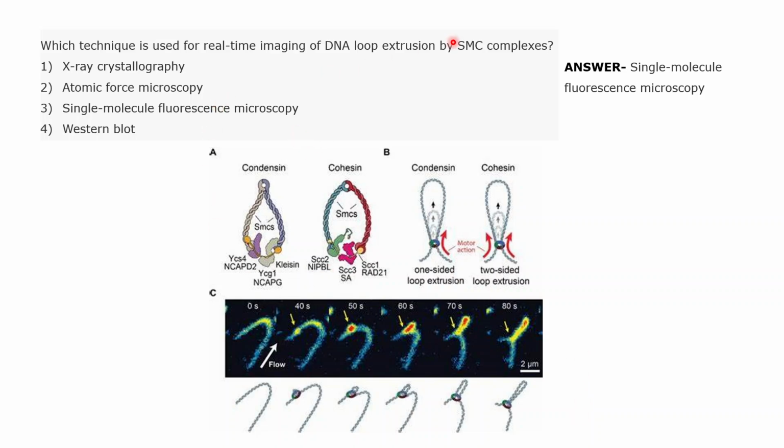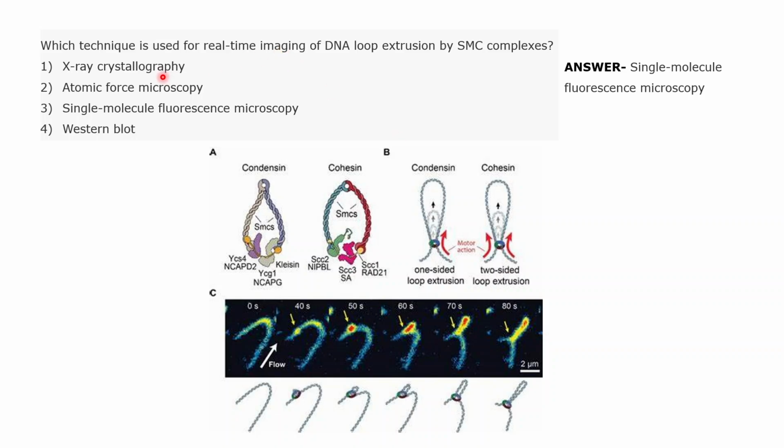So this particular real-time image is obtained by single molecule fluorescence microscopy. Any fluorophore can be tagged to it, so that's why it gets colored there, and because of the high intensity of DNA present there, it is more colored towards the red.